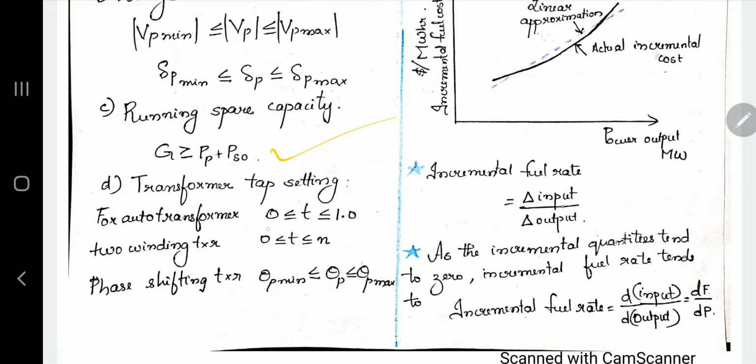For auto transformers, the tap changing should be in between 0 and 1. For two winding transformers, it should be between 0 and n. And for the phase shifting transformers, the angle should be in between theta p minimum and maximum. So these are some of the constraints.